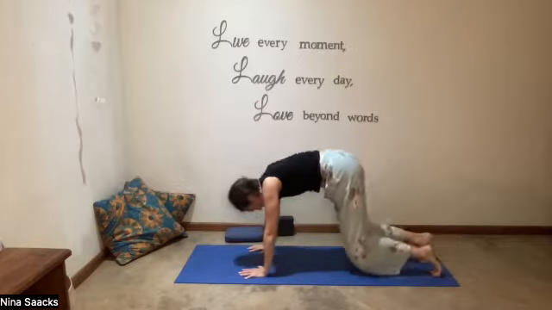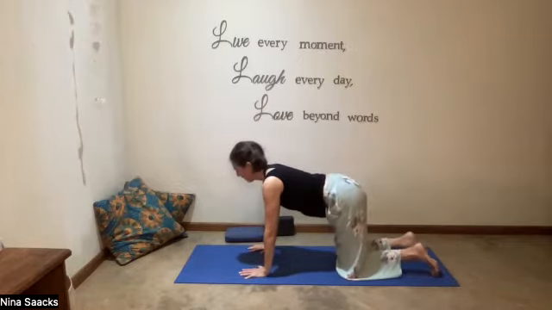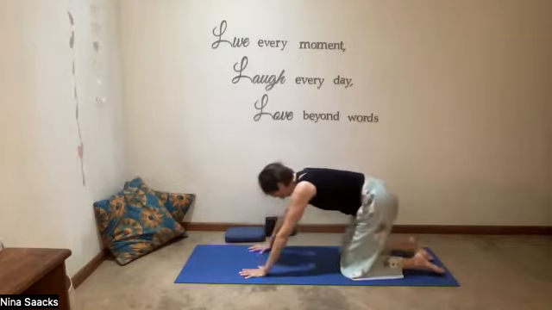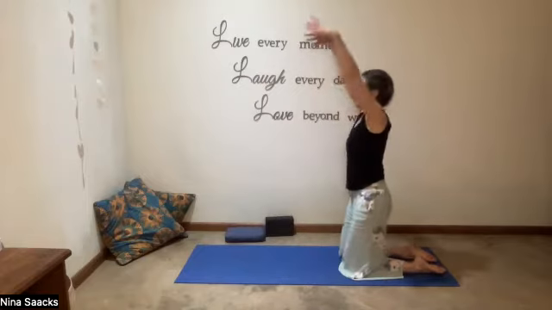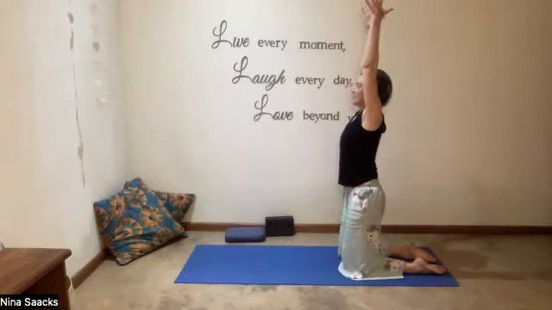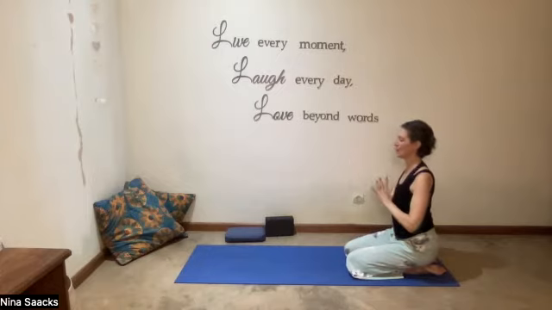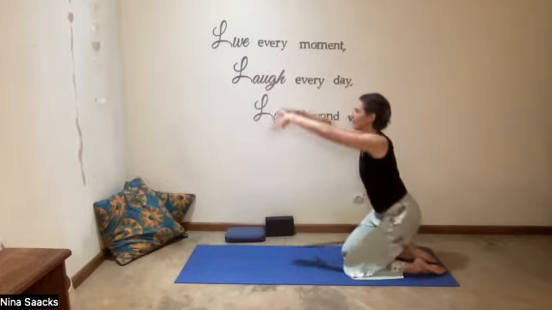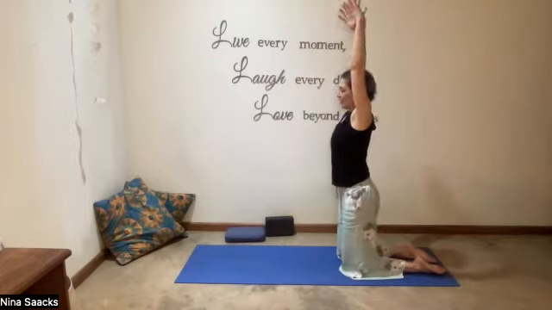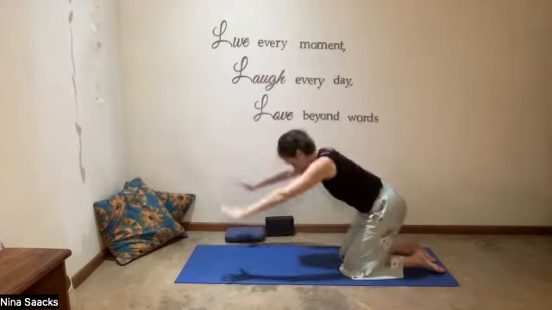Inhale back into your cat stretch. Exhale as you round and you come up. Exhale, hands to your heart. Good, we do that twice more in your own time. Inhale as you lift. And exhale as you round.